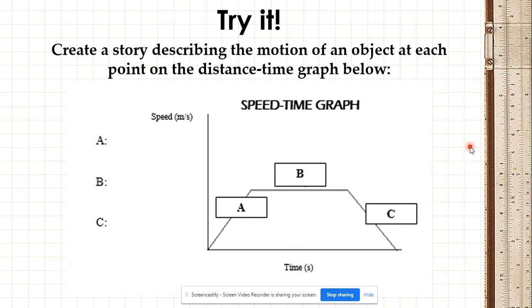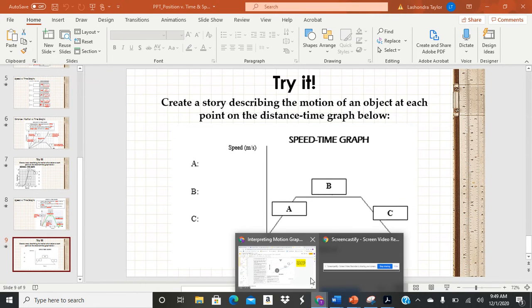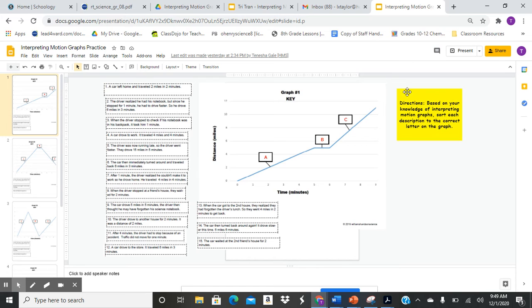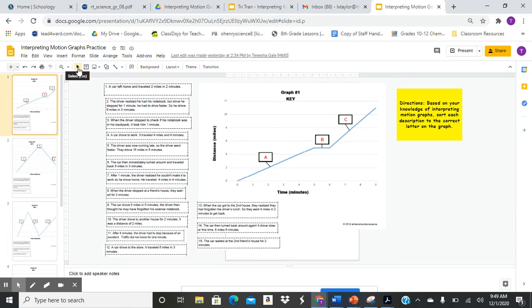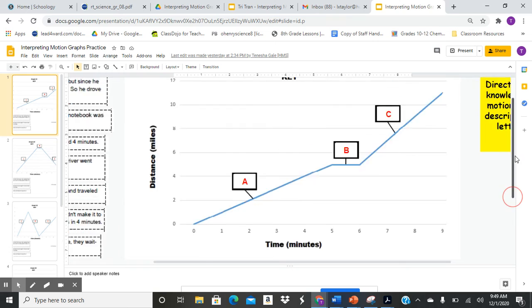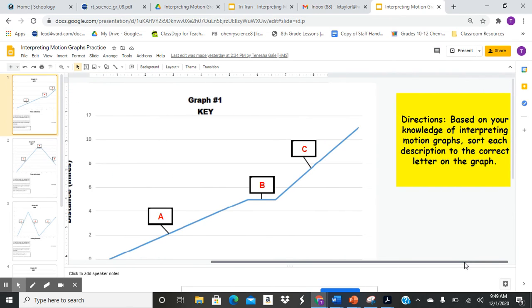All right. So that is that. I want to take a minute to go over the practice that went along with this lesson. If you got a chance to go through it yesterday, I want to zoom in. So for this practice, the direction says to, based on your knowledge of interpreting motion graphs, sort each description to the correct letter on the graph.